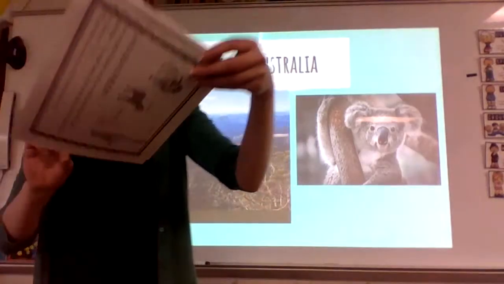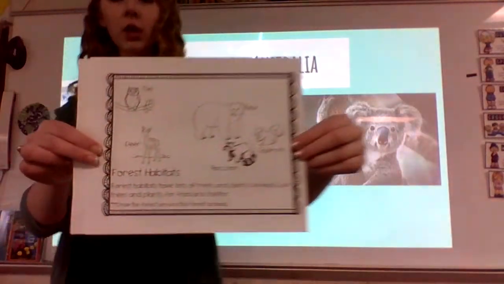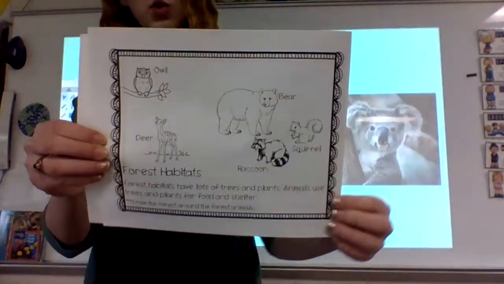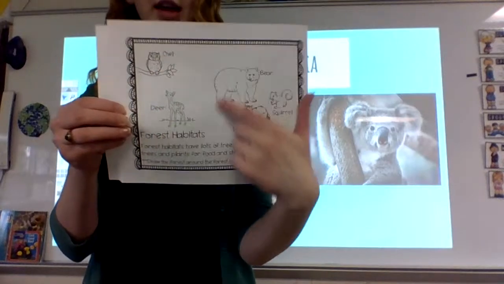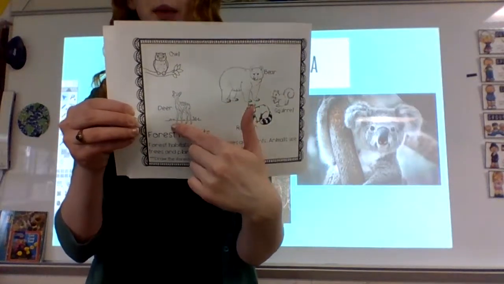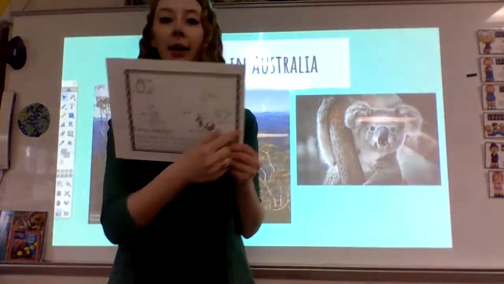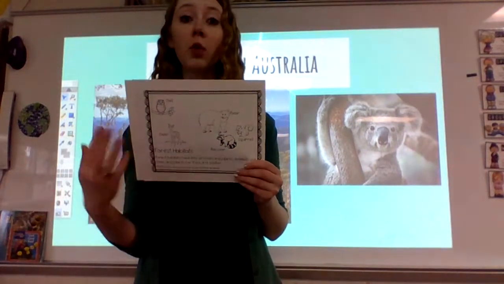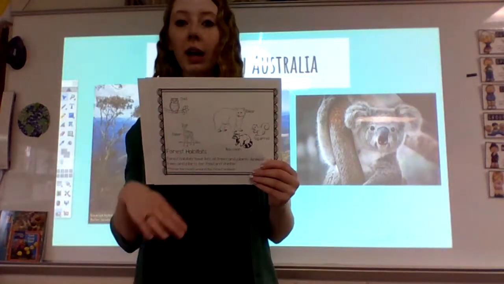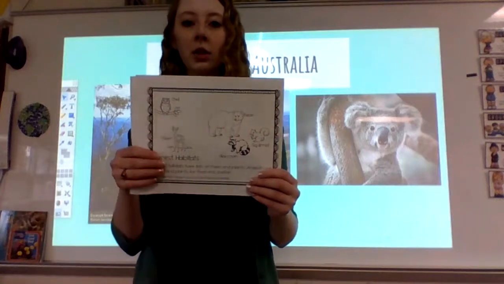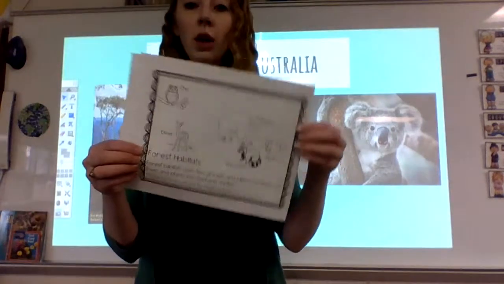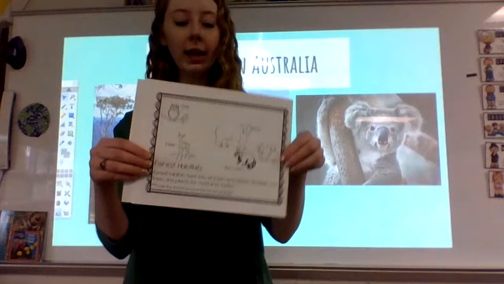So what your job is to do is you are going to look in your forest habitat book and you are going to color the animals that you might see in a forest. Now I chose animals that would be in a forest here in the United States. So we're not going to be drawing rainforests today, boys and girls. So we're just drawing a forest that you might see around where we live.